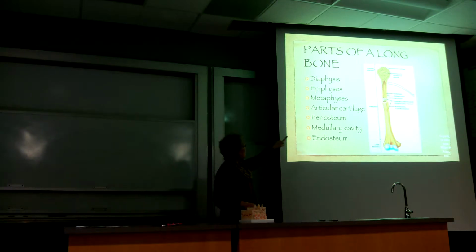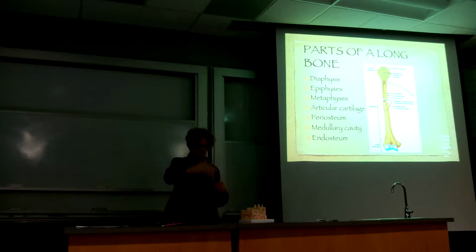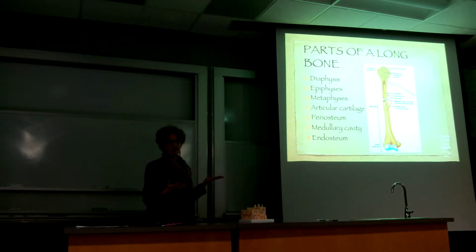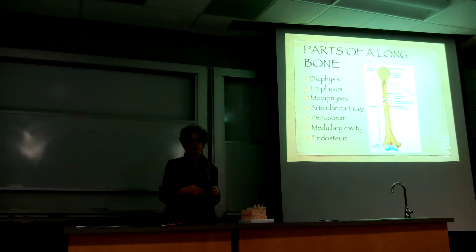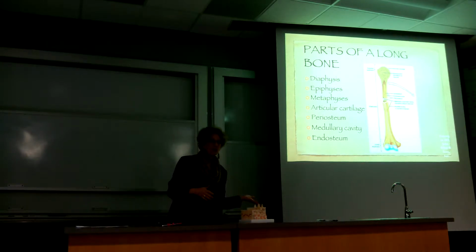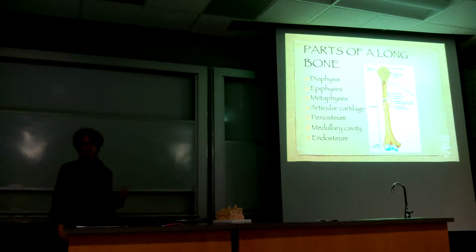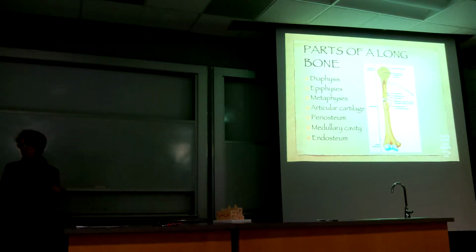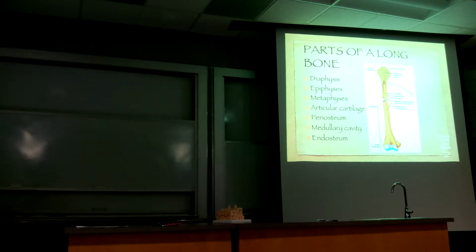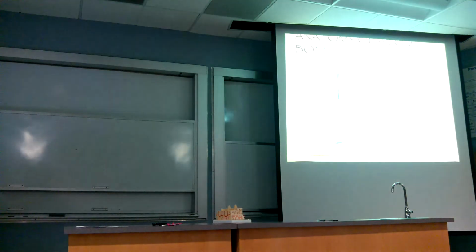And then the medullary cavity is the cavity that, if I were to take the long bone and cut it, there would be a cavity in there, and that's called the medullary cavity. It is full of red and yellow bone marrow. The yellow bone marrow is predominantly fat, and the red bone marrow is part of erythropoiesis, or the formation of red blood cells.